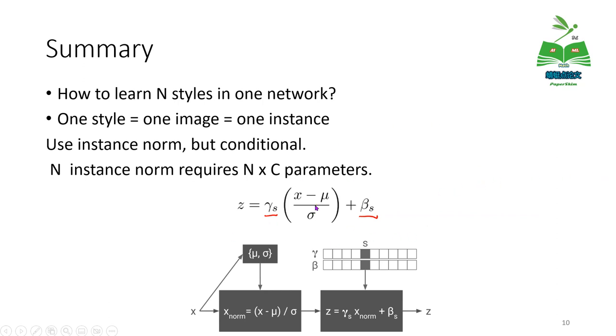Then in training and inference, we select the specific gamma and beta. Okay, so the idea is very simple and very straightforward. The improvement is clear: it reduces the number of networks.